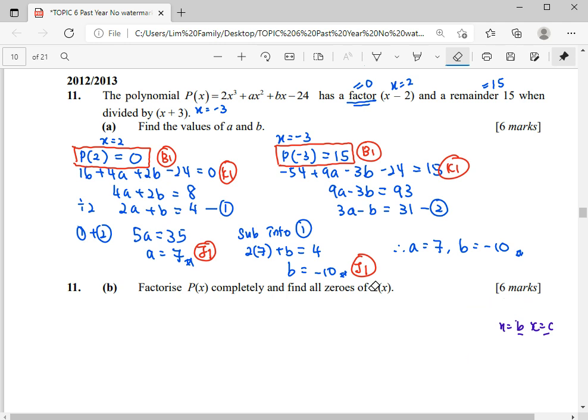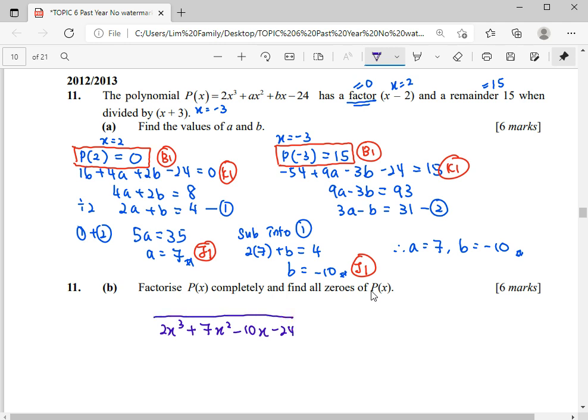So how do we go about finding the factors? We take our polynomial here, where our polynomial is 2x cubed, where a is 7, x squared, and then minus 10x minus 24.